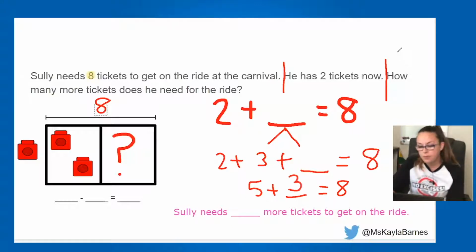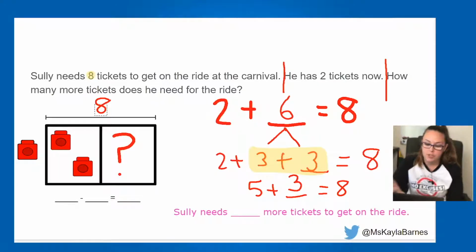So 5 plus 3 equals 8, which means if we go back up, 2 plus 3 plus 3 equals 8. And now we have to talk about this part in the middle. So what is this here in the middle? What does that equal? 3 plus 3 equals, well, that's right, great job. 3 plus 3 equals 6. So we know that 2 plus 6 equals 8.